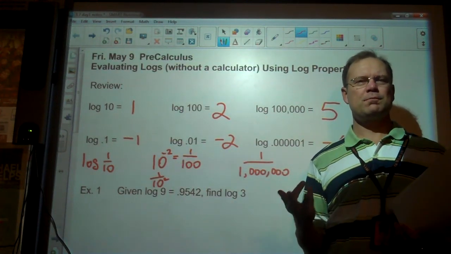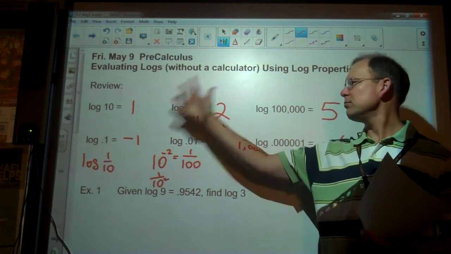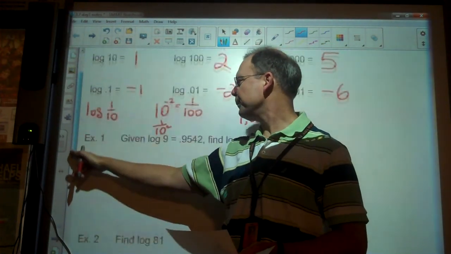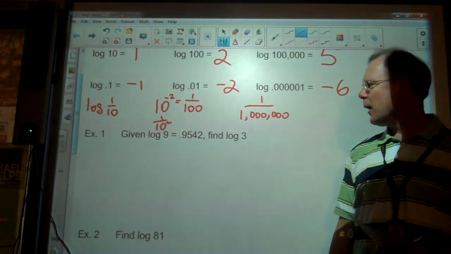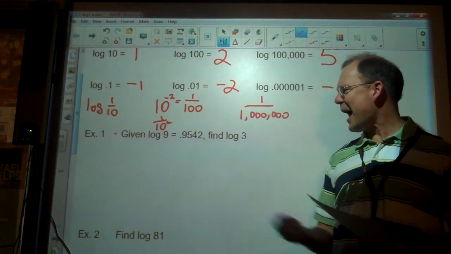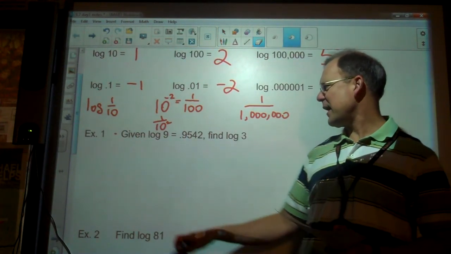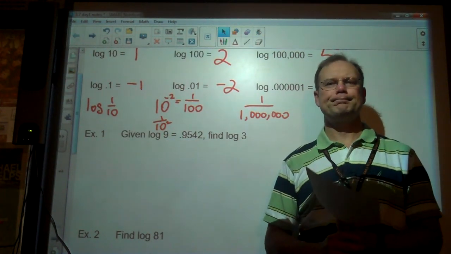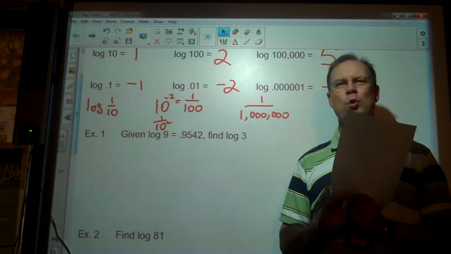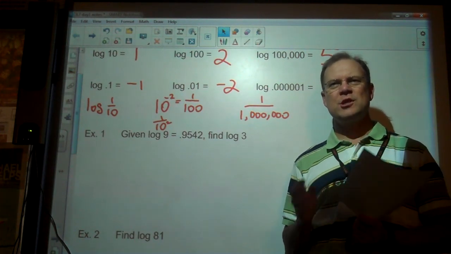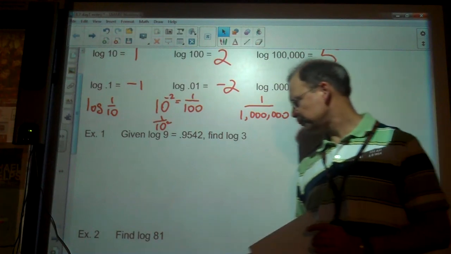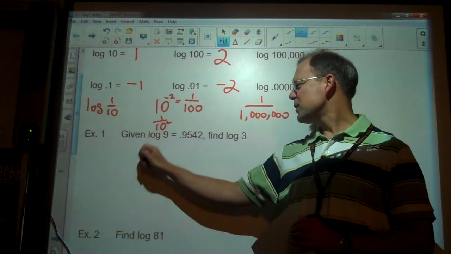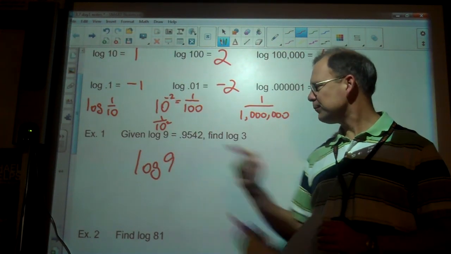So if there's powers of 10 involved, you're expected to know those. Okay. So if you're given that the log of 9 is 0.9542, find the log of 3 without a calculator, using your log properties. Okay, so we know the log of 9.